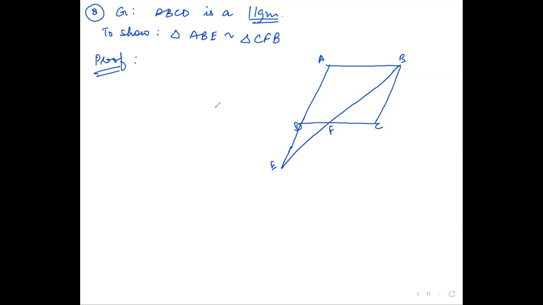Ma'am, angle A is equal to angle C. Why? Ma'am, opposite angles of the parallelogram. Okay, very good. Now we make use of the given condition because ABCD is a parallelogram. So angle A is equal to angle C. Opposite angles of a parallelogram are equal. Yes, good. So one angle I have got. Now what else can I write here? I think one more angle I need.